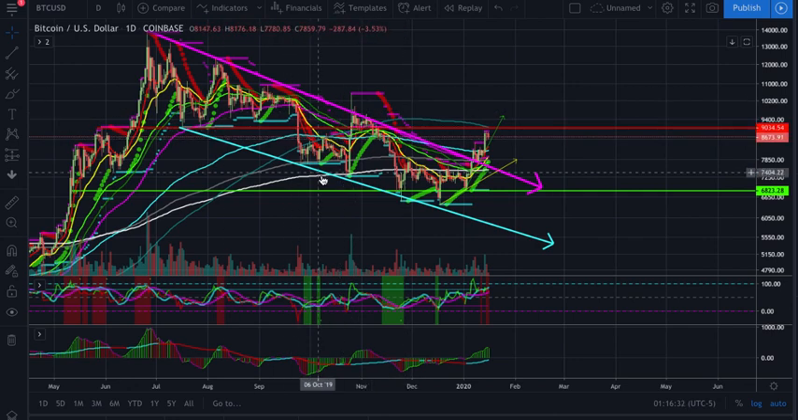So when we broke down below here, we came back up and tested it as resistance, and we busted above it, but we couldn't hold it, and then we sold back off. And then now we're coming back up to test it to see, is it still going to be resistance? Are we going to be able to break above this now or not and move to the upside or not? So breaking out of the channel is good. That's definitely a good sign.